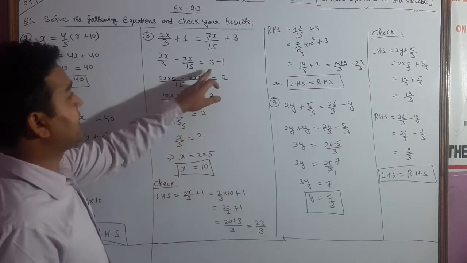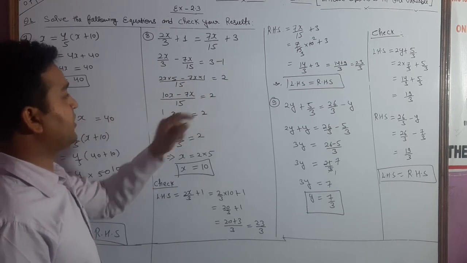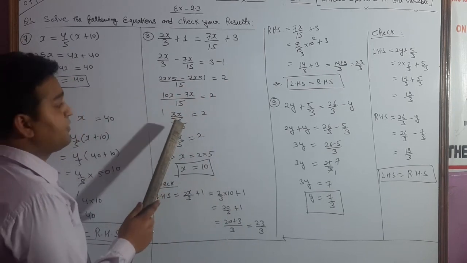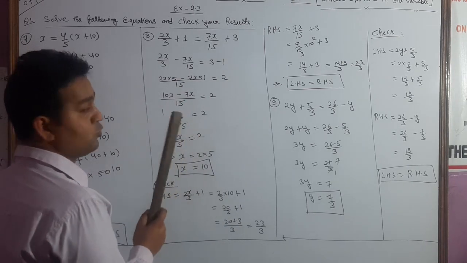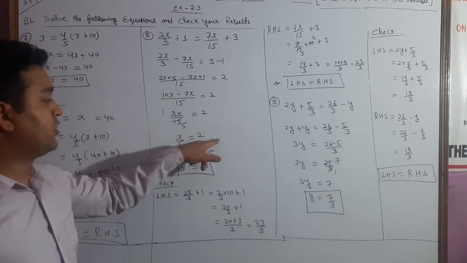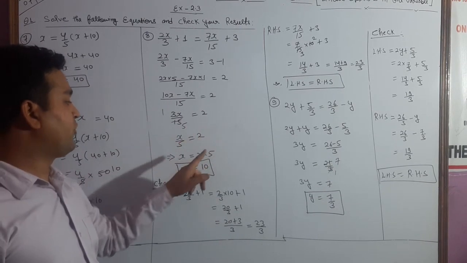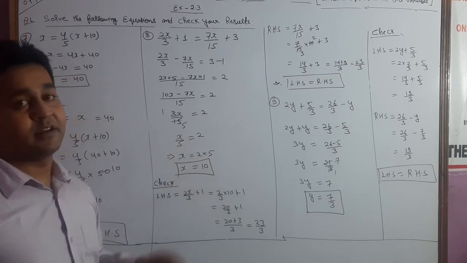Now what do you get? 3 minus 1 here is 2. Then 5 times 2 is 10x, and 7x upon 15 is equal to 2. 10x minus 7x you get 3x upon 15 is equal to 2. Now cut by 3: 3 1s are 3, 3 5s are 15, so you get x upon 5 is equal to 2. What is the value of x? Here 5 is going to multiply, 2 into 5, so the value of x here is 10.